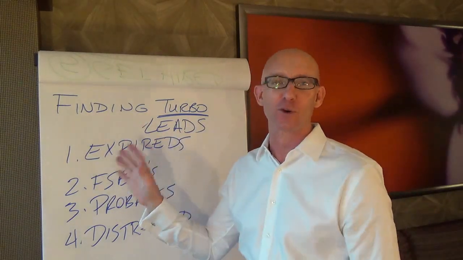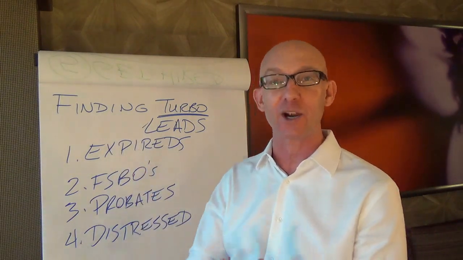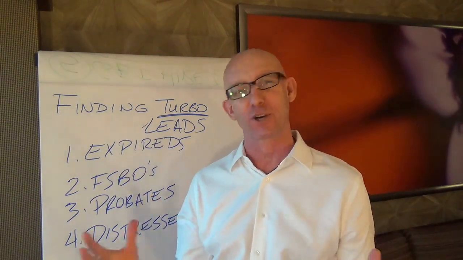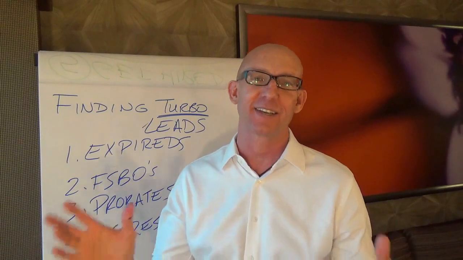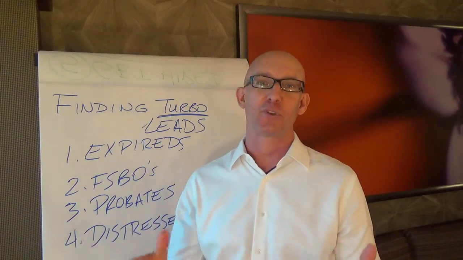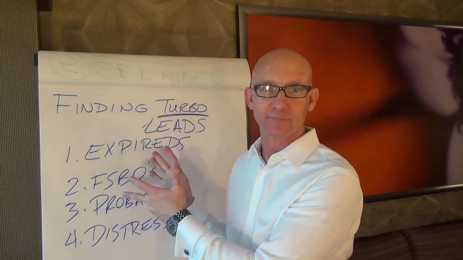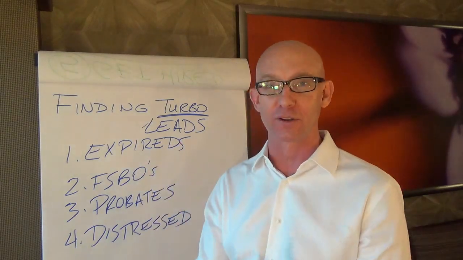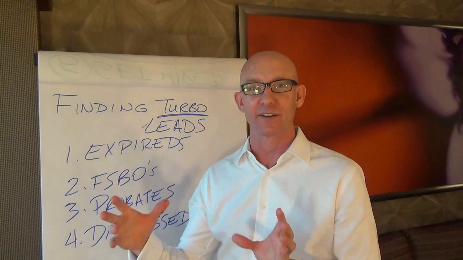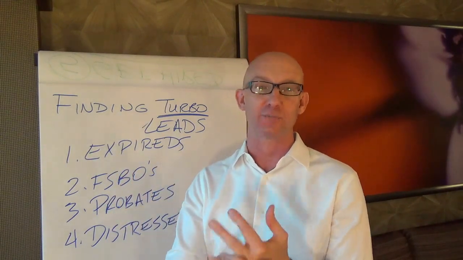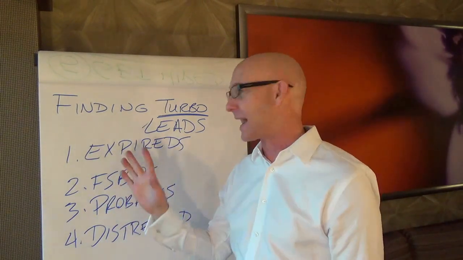So there are four groups. The first is your expired listings. Expired and canceled listings is the first category of turbo leads. I love them. They're the best. Here's why. They're easy to find. They're always ongoing. How do you find them? Well, you find them on the MLS. You can run a report that pulls up all the canceled and expired listings in your market area as of this date, and just pull a report. That's how you find them.